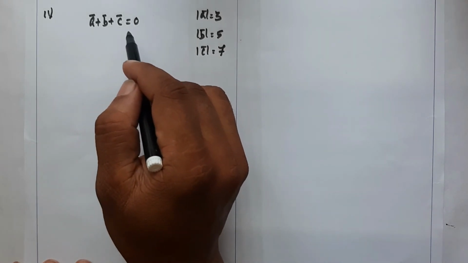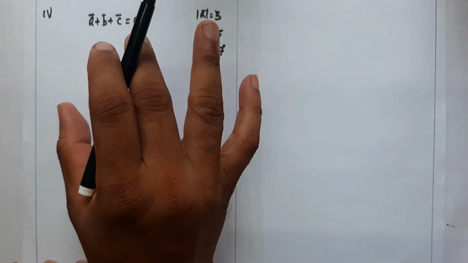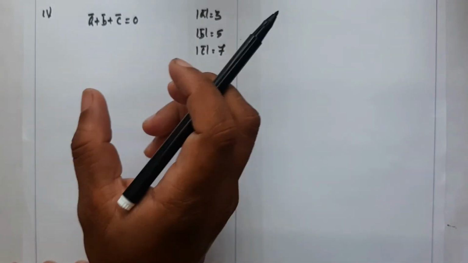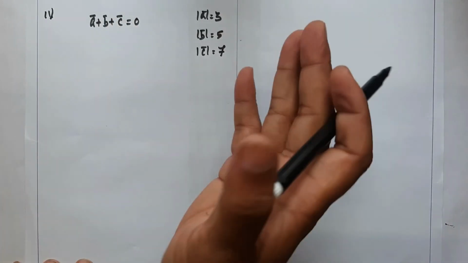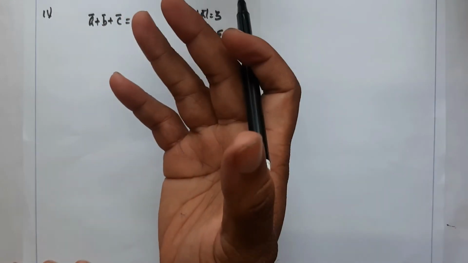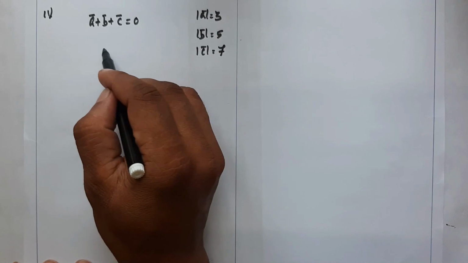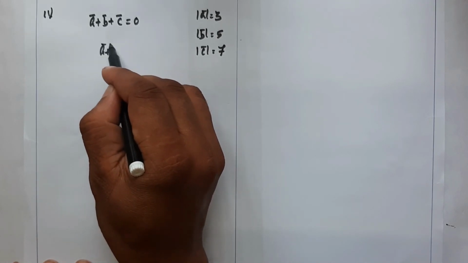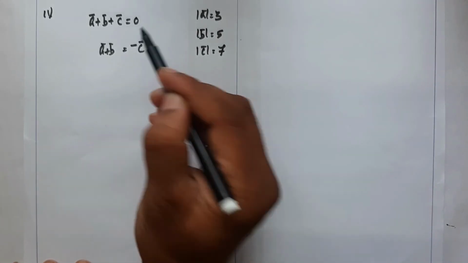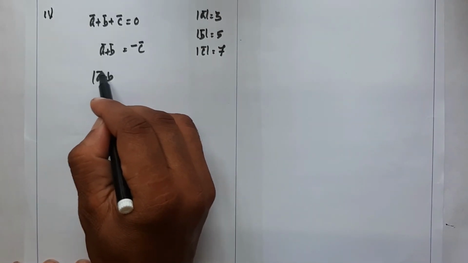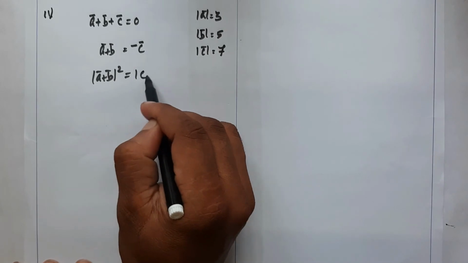Here the given condition is a plus b plus c equal to 0. To find the angle between vector a and vector b, we set a and b on the left side and c on the right side. Suppose we find the angle between b and c, then we set b plus c on the left side and a on the right side. Here we set a plus b on the left side, that is a plus b is equal to minus c. Then squaring on both sides, mod a plus b square is equal to mod c square.